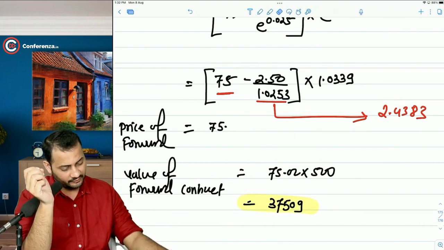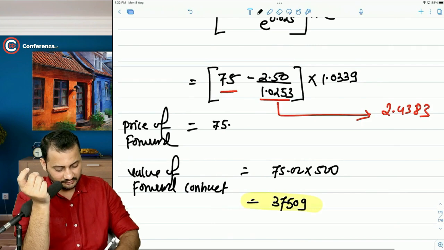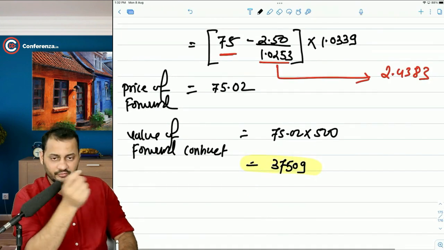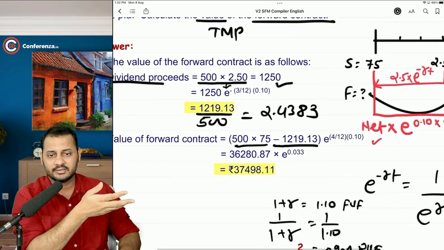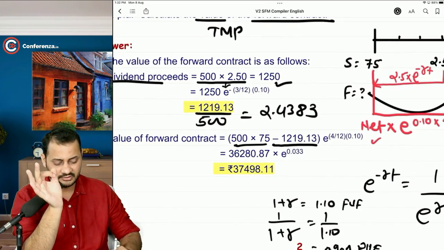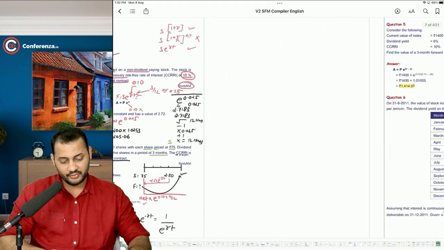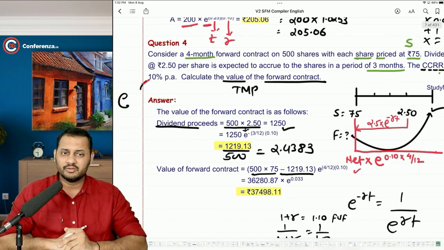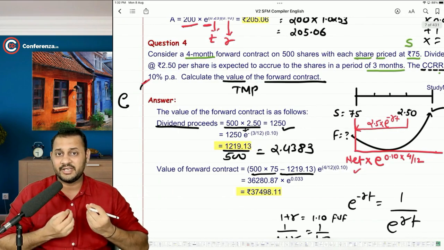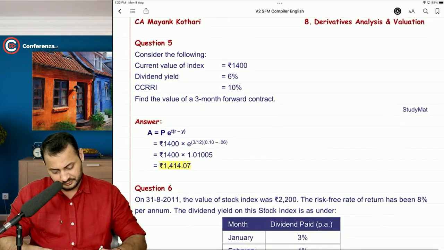So 75 minus 2.4383 into 1.0339. If you do that, it's not even slightly changing, man. 0.02 itself. The perfect answer if you want to calculate is 37,509 and it is 37,498. The difference is because of the rounding off only. So have you understood how to calculate it? It's very simple, but the only thing is to understand the minute details given in the question. Okay, let's practice more with this question.